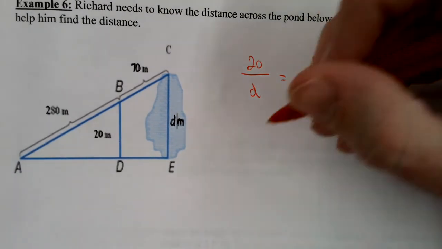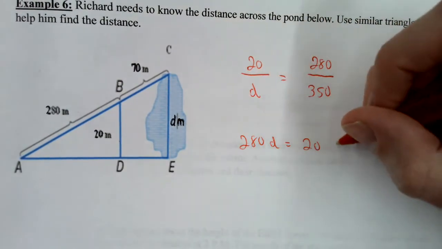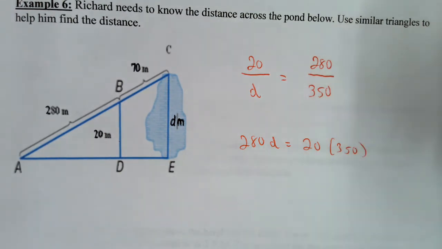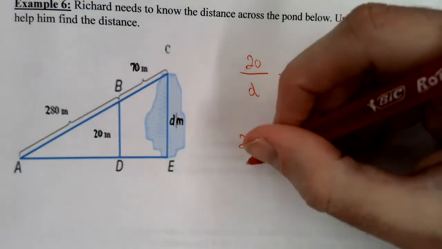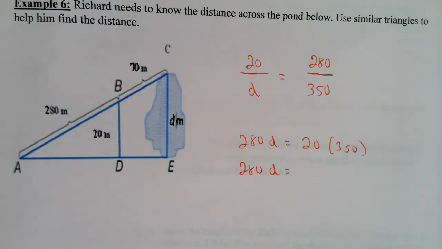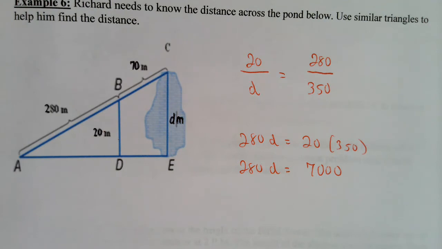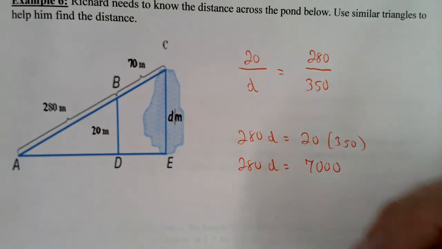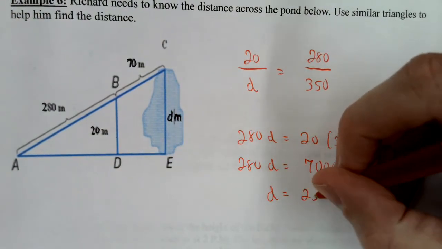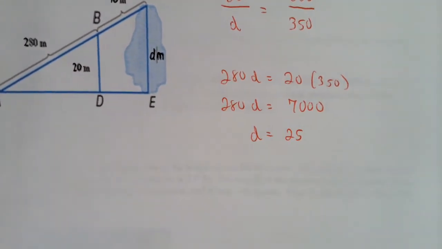Okay, let's cross multiply and solve. 280 times d equals 20 times 350. So 280 times d equals 7,000. Divide that by 280. D, distance, equals 25. So distance across the pond is 25 meters.